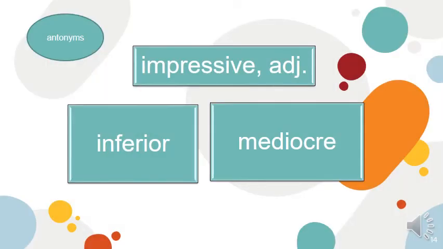What about the antonyms of impressive? Let's see. Impressive as an adjective means having a strong effect. So the antonyms are inferior and mediocre. Inferior and mediocre.